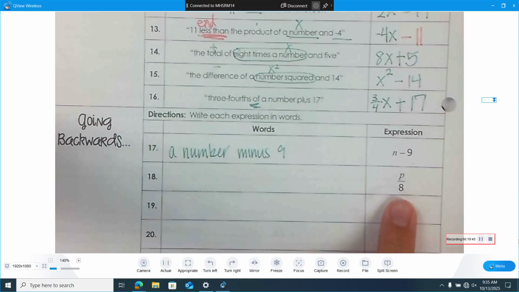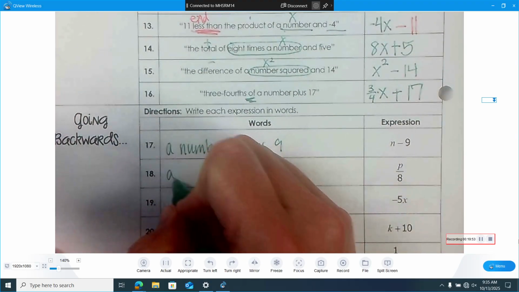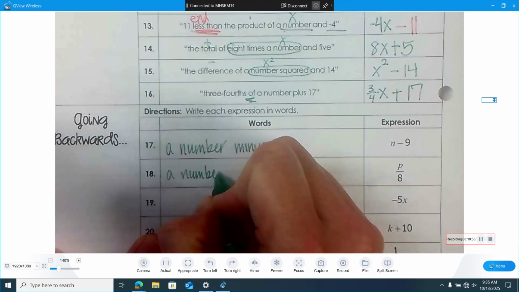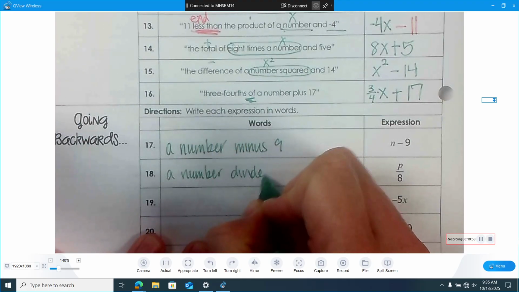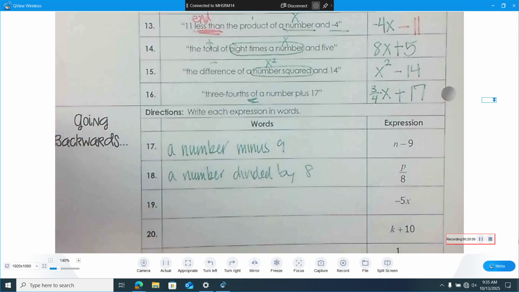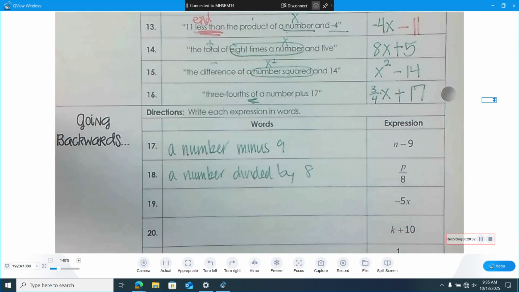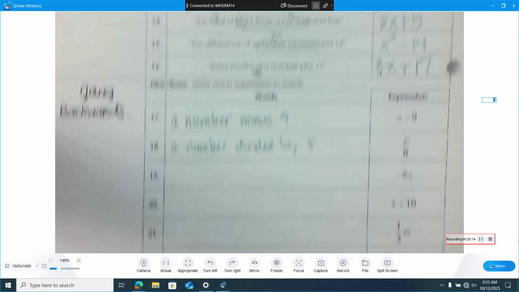What about number 18 here? p over 8. What could we write for that? A number divided by 8. Or we could say the quotient of a number p and 8. The quotient of a number p and 8 would also work. Pretty interesting.